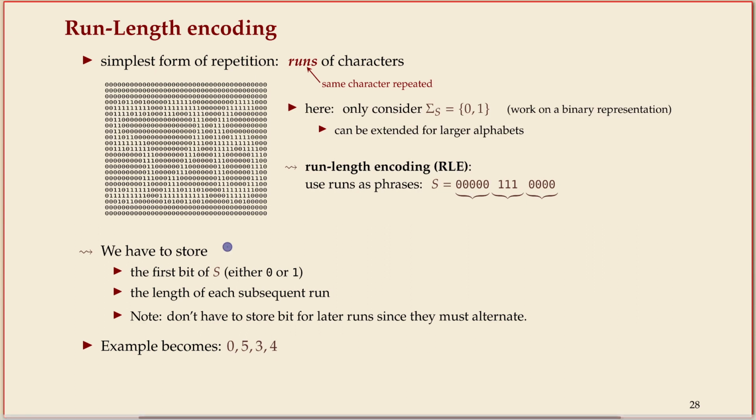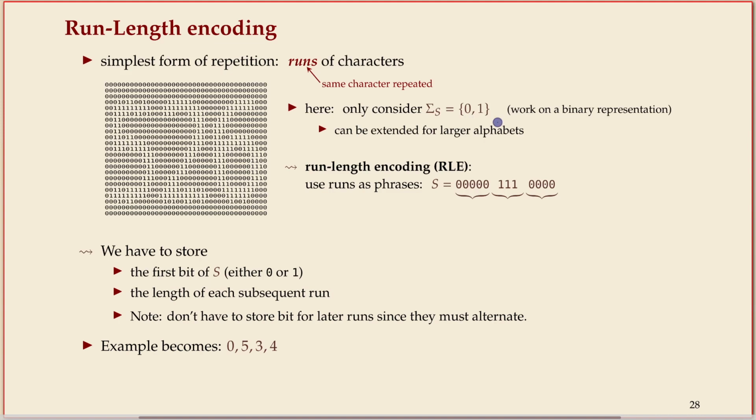So if you look at this a bit more closely, what do we need to store to reconstruct a source text that we have split into phrases like this? Well, we somehow need to know what the first bit of S was. So we store 1 bit for the first bit of S. And then all we need for the rest is the length of the subsequent runs. Because by definition, I never have a run of zeros followed by another run of zeros. That's useless. I can just make that one run bigger. So I can always alternate between 0 and 1. So we don't really have to store the character that is repeated because there's only one other choice.